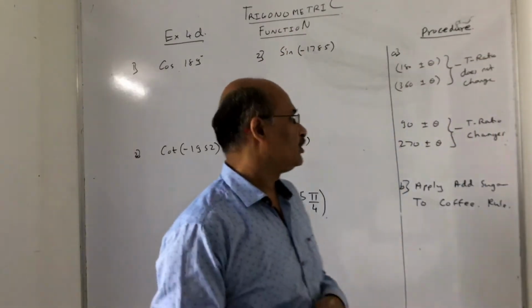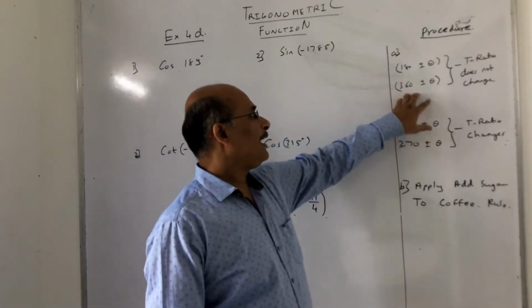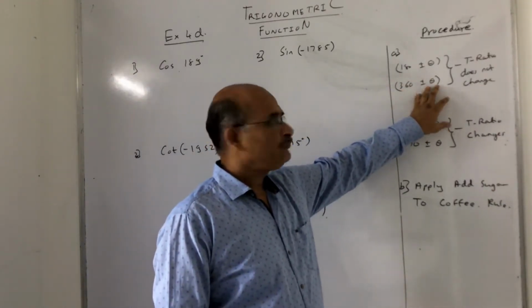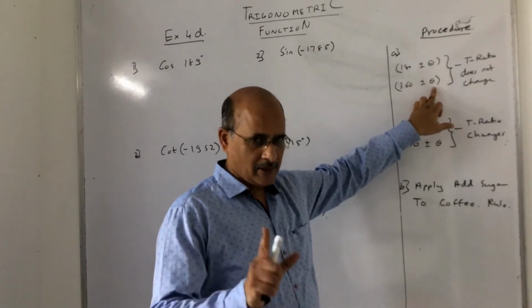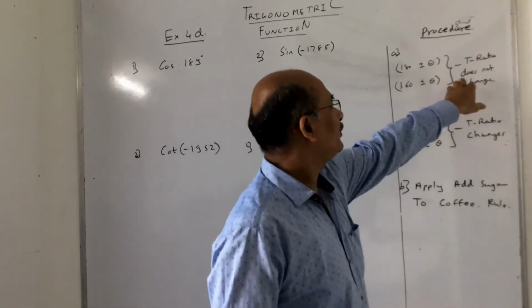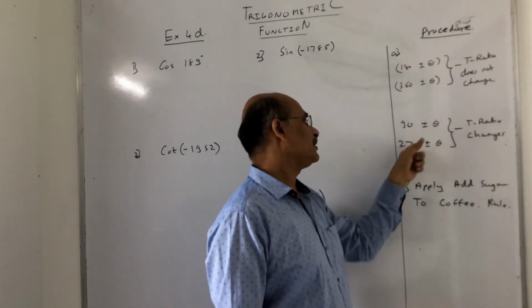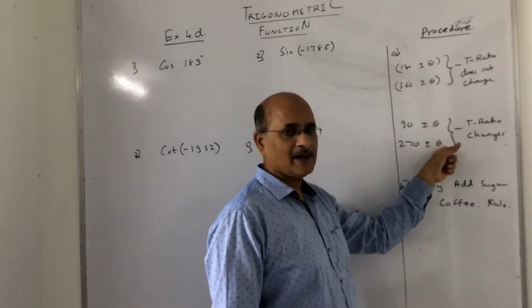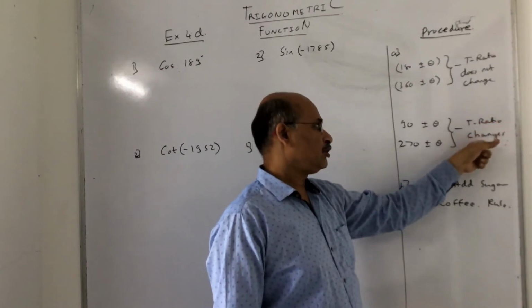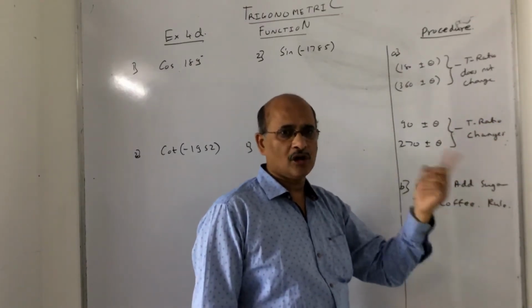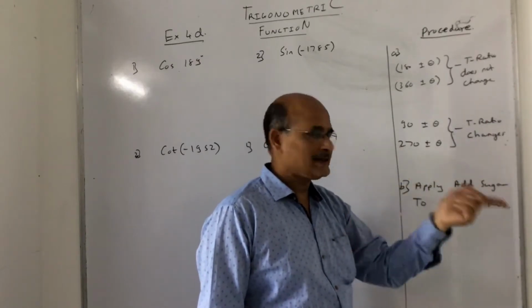Just to recapitulate, children, whenever you have 180 plus minus theta, 360 plus minus theta, where theta is an acute angle, make a note, the trigonometric ratio does not change. And if it is 90 plus minus theta, 270 plus minus theta, the trigonometric ratio changes. So sine will become cos, cos will become sine, tan cot, cot tan, sec cosec, cosec sec.